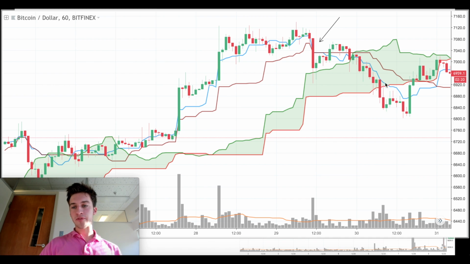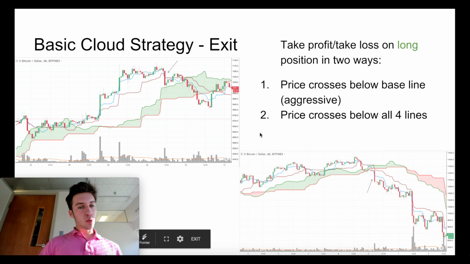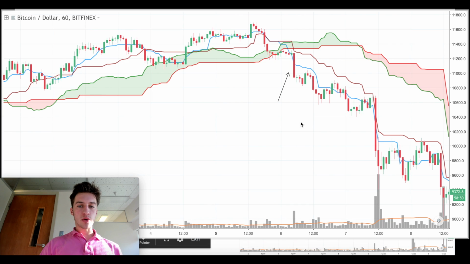It's crossing below every single line at that point. That will work in some situations. So when we look at this chart here, you can see that price is relatively flat. It's not closing really above all 4 lines except for here, and then that begins to stop. And then look when it closes below all 4 lines, which is here.